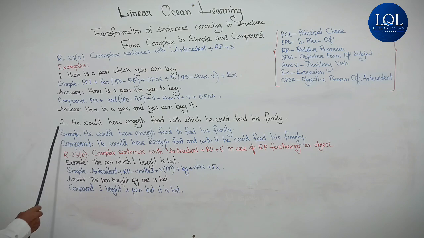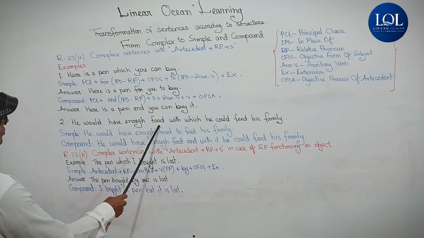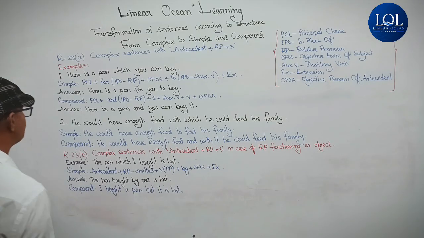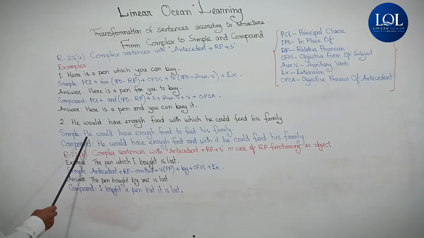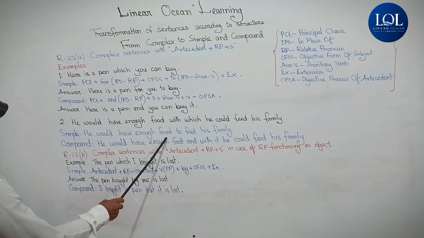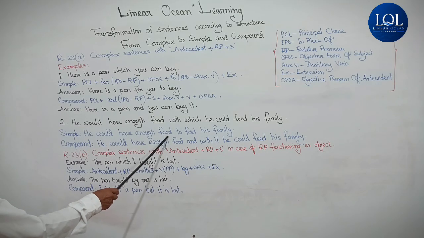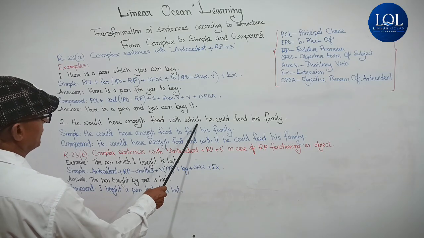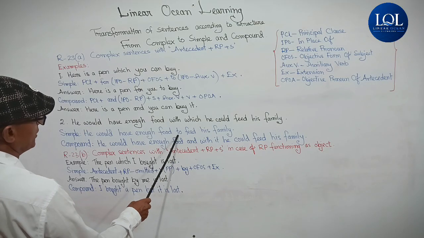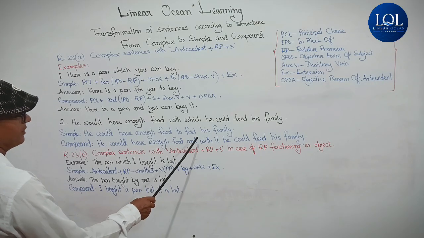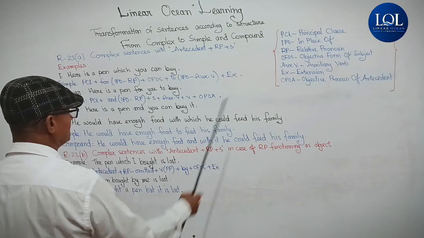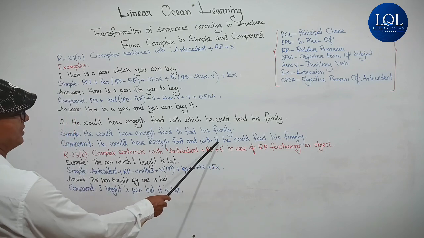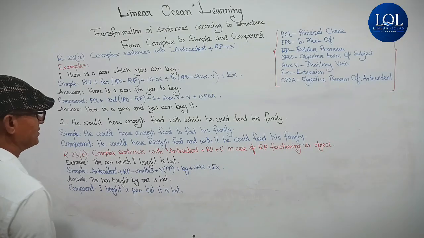Example number 2: He would have enough food with which he could feed his family. Simple sentence: He would have enough food to feed his family. "He would have enough food" is the principal clause, and in place of "with which" we have to write "to feed", then "his family". Compound: He would have enough food and with it he could feed his family.